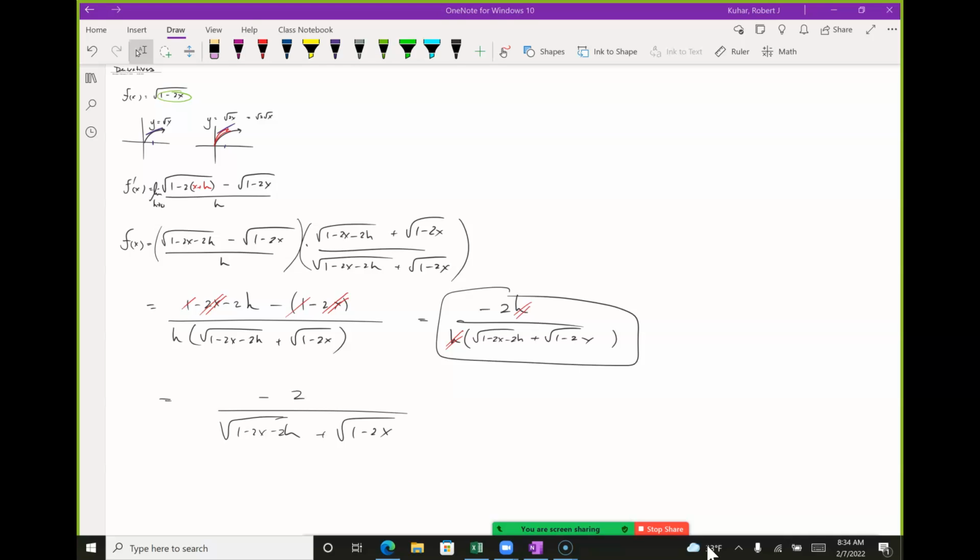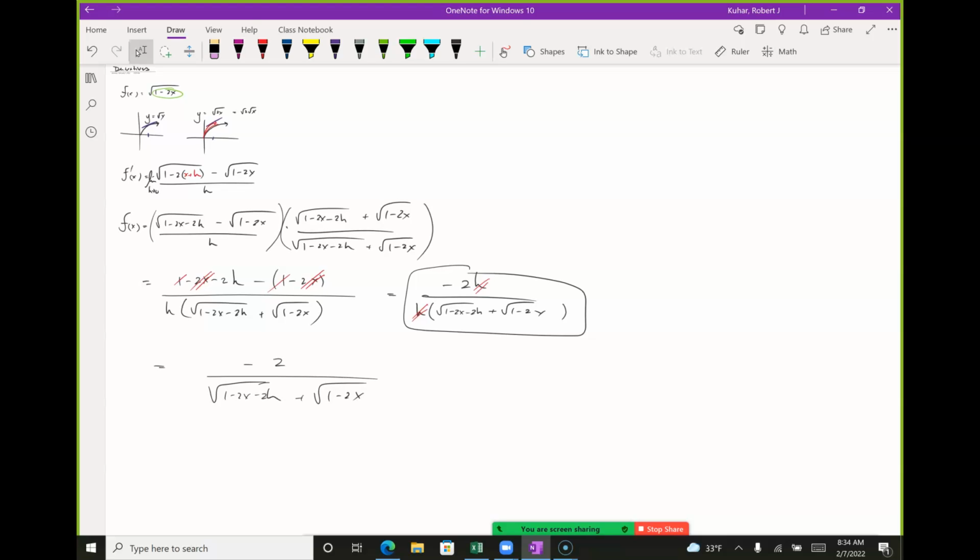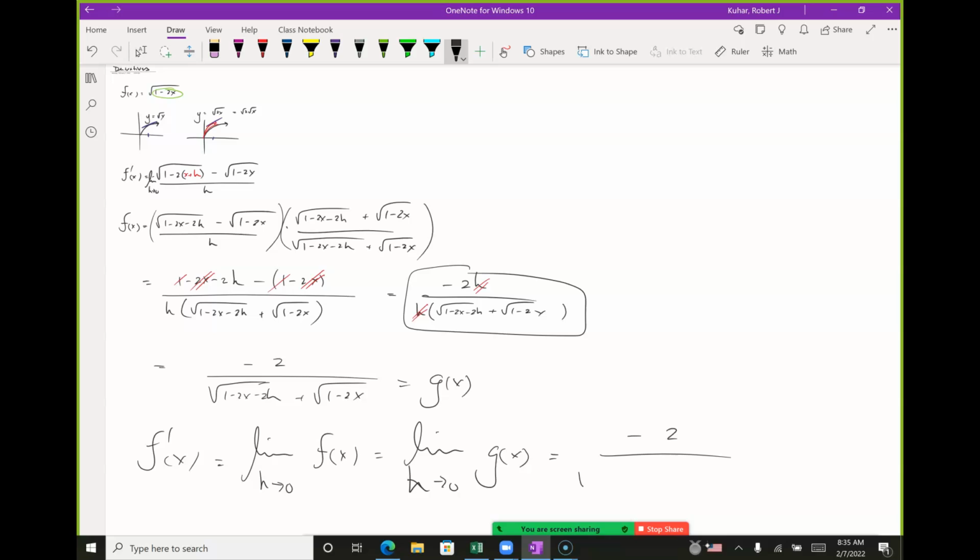Okay. So there's my replacement function, right? So now I'm ready for my limit. So the derivative f prime of x is the limit as h goes to 0 of g of x, right? I don't feel like writing it again, and yes, you can do that. And that I can plug into. Notice when I'm plugging in, I'm no longer writing limit.